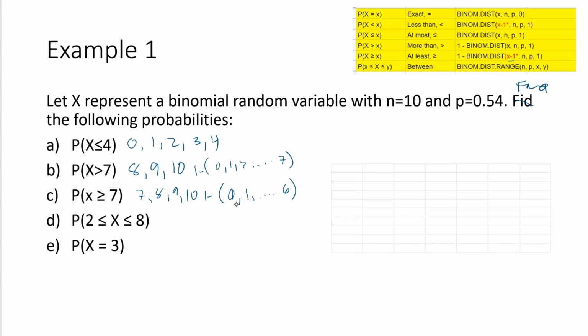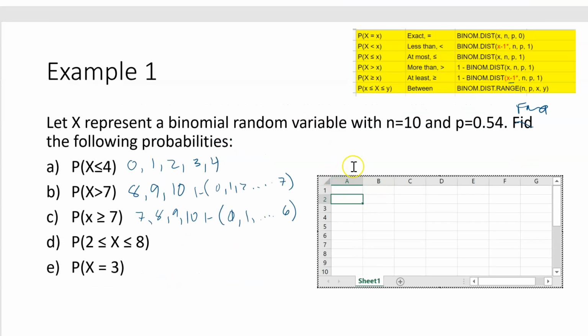And then between 2 and 8, that's in the exact. That is the explanation of why sometimes we do the minus 1 and sometimes we don't. Hopefully that helps clarify it for you.